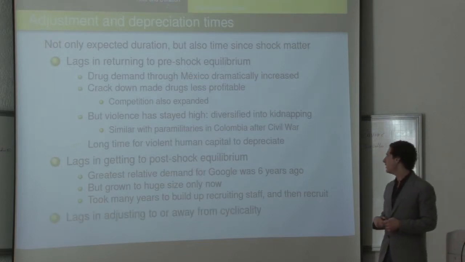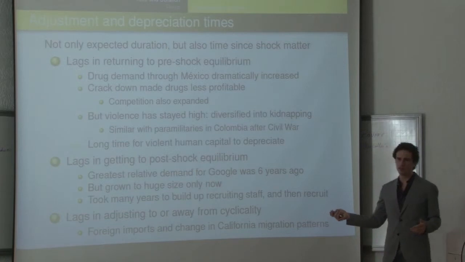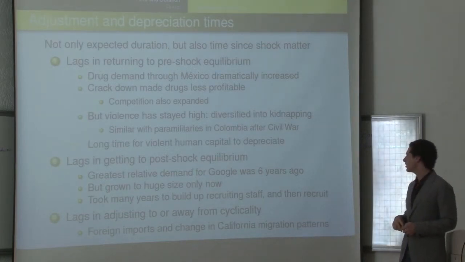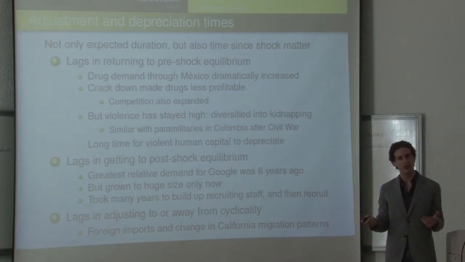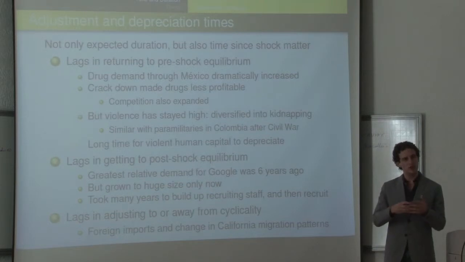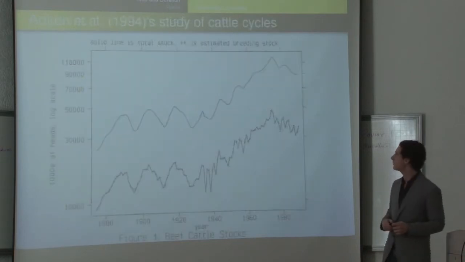And there can be lags in adjusting away from or towards the cyclical pattern. So for example, California, even though the agricultural techniques have changed there and it's now possible to grow things more year-round there, it has taken a while to adjust away from the standard pattern that people were used to, which is that you migrate in and then you migrate out. It's been a gradual process of switching over to people migrating permanently to stay in California.